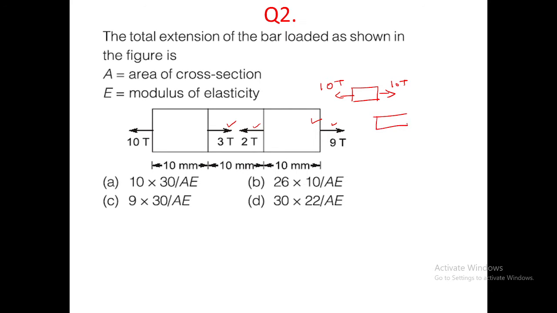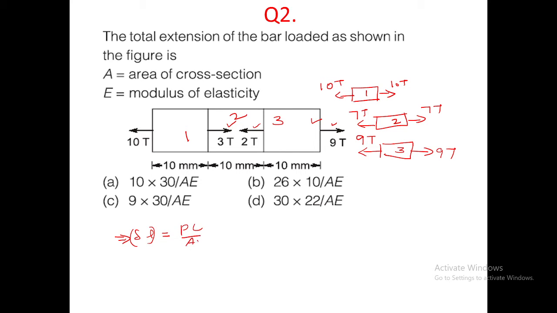Next free body diagram, the middle one, the second one: 10 minus 3, so 7T, tensile. The third one: 12 is tensile and 3 is compressive, so 12 minus 3, 9T.